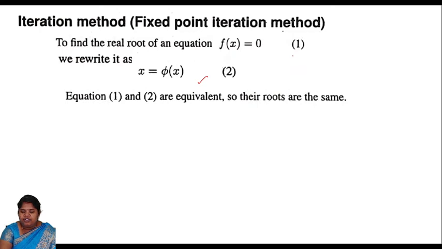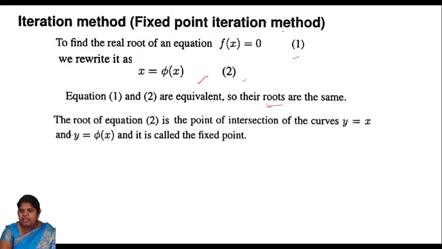And since from equation 1 we are writing equation 2, equations 1 and 2 are equivalent, so their roots are the same. Now the root of equation 2 is the point of intersection of the curves y equal to x and y equal to phi of x, and this point is said to be the fixed point. The root which satisfies equation 2 is the intersection of the curve y equal to x and y equal to some function phi of x.